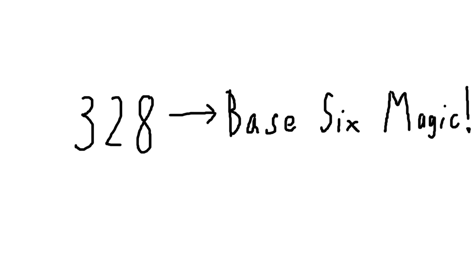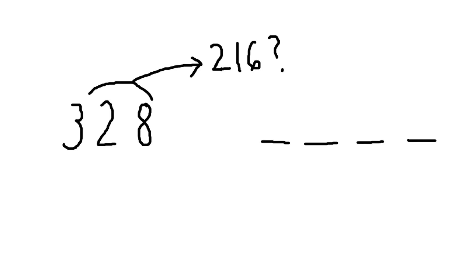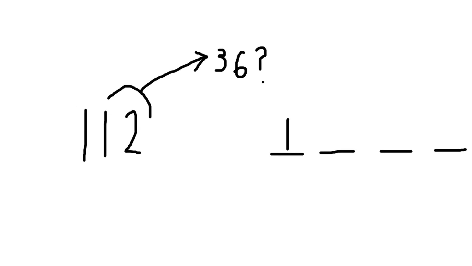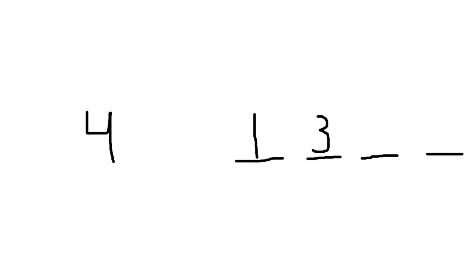Let's say we wanted to turn this base 10 number into a base 6 number. First, we see how many 216's we can take from it. We can take 1, so this digit is 1, and we have 112 left. From 112, how many 36's can we take out of it? Cool, thanks, 3. So 3 is the next digit.